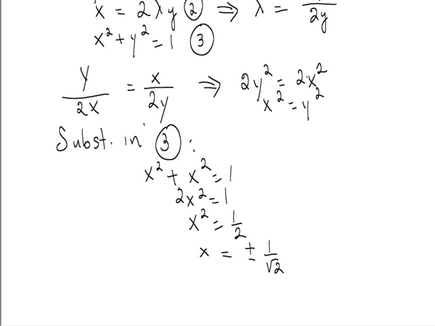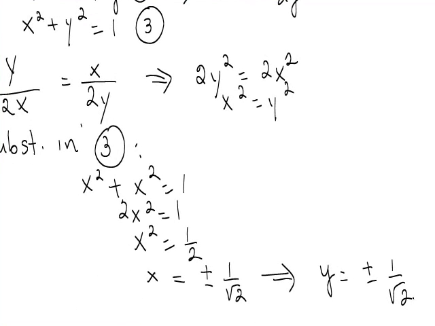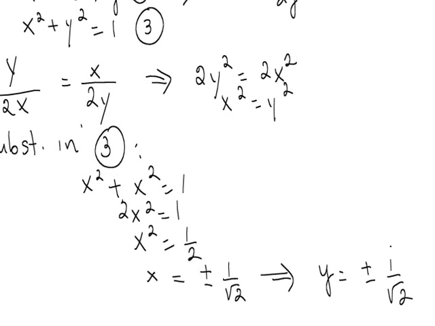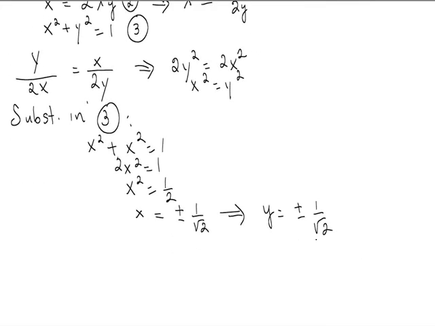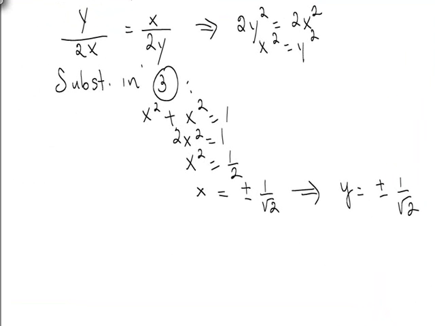And remember, x squared is y squared, right? So this should tell you that y is also plus or minus 1 over square root 2. So we have solved for x and y, and notice we have 4 points there. I hope you noticed that. There are 4 points. So let's draw a little table then, because we need to find the value of f at these points.